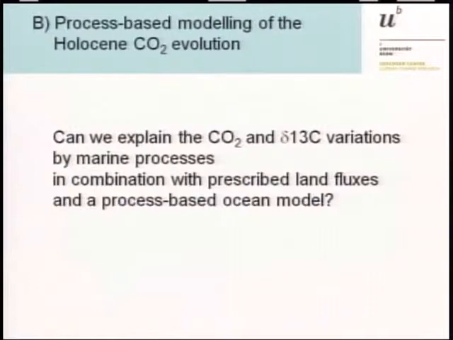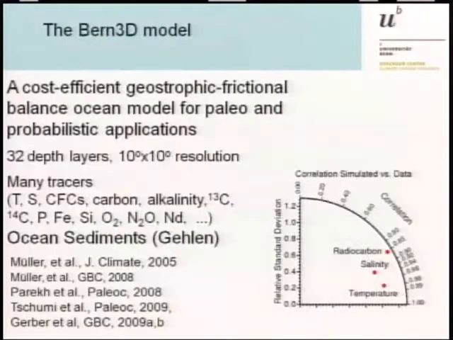And can we really estimate the atmospheric CO₂ signal when we, let's say, prescribe the land flux in a process-based ocean model? Or another part of the story is, of course, can we use a process-based land model to get to this carbon evolution as inferred from the mass balance approach? But here I will just focus on the ocean. We use here the Bern3D model.